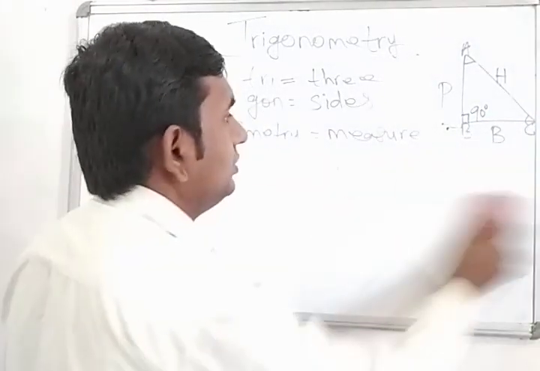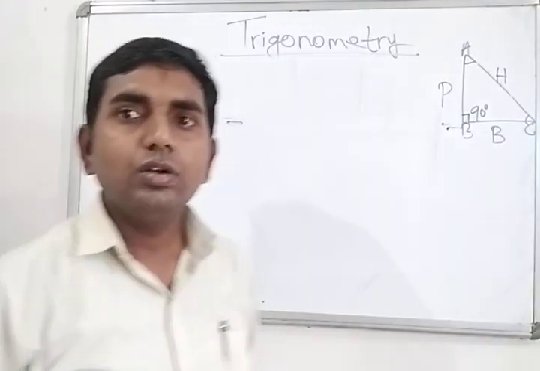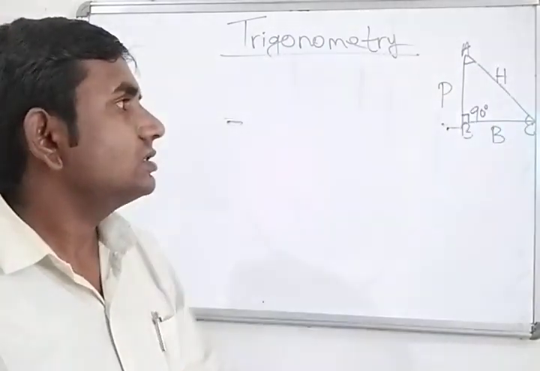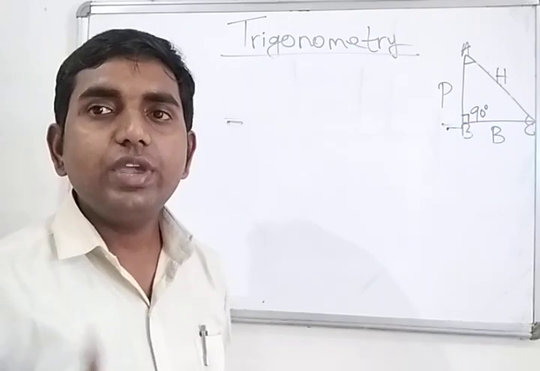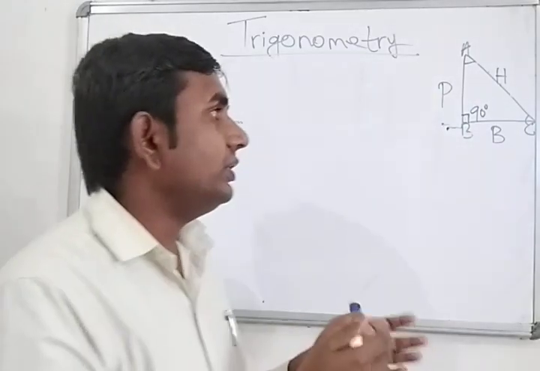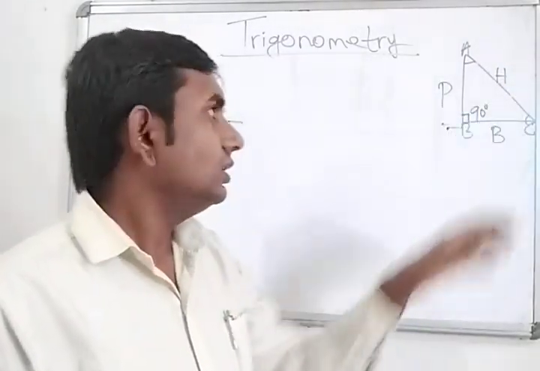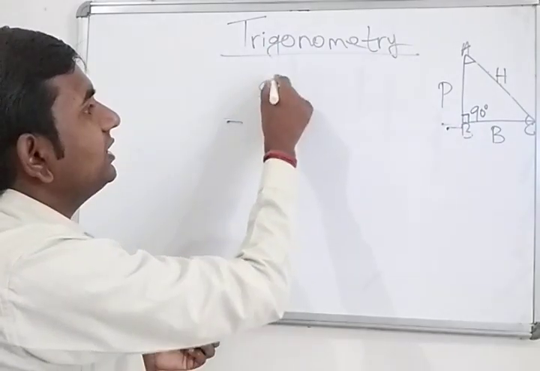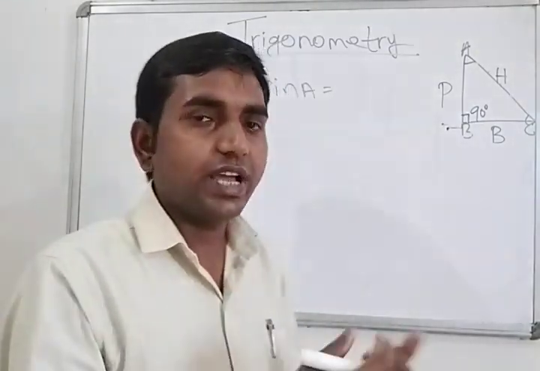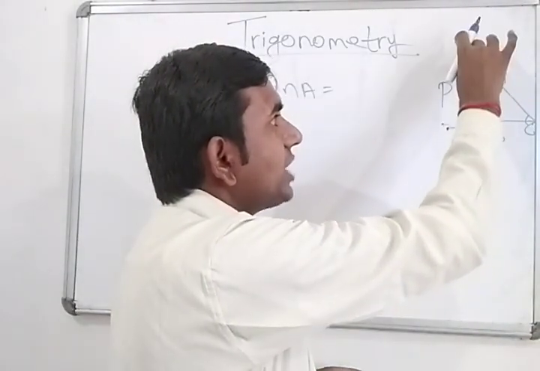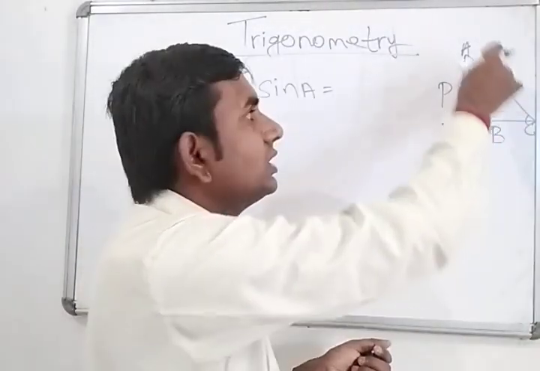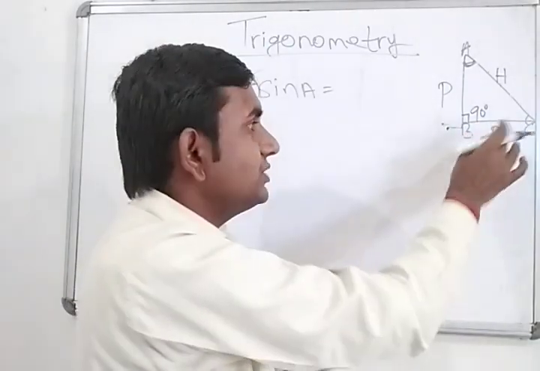Now one thing we have to keep in mind. According to the figure, in this triangle we have two acute angles, angle A and angle C. Suppose we want to find sine A. In comparison to angle A, its opposite side we have to assume is the perpendicular.